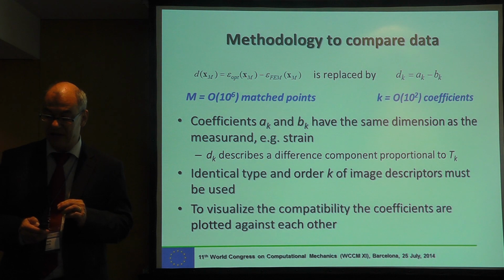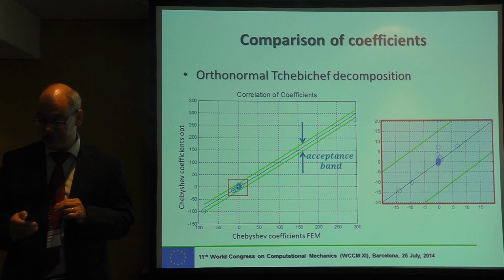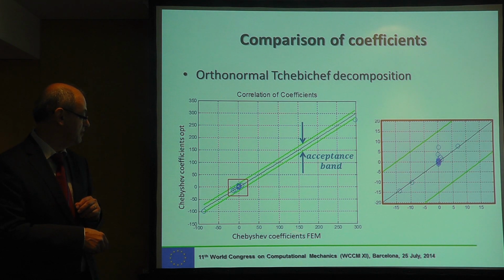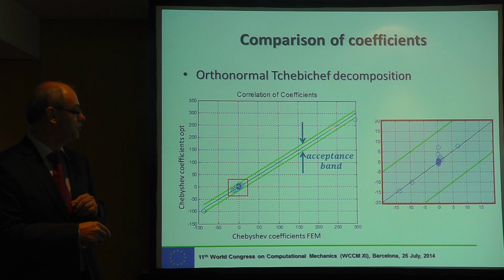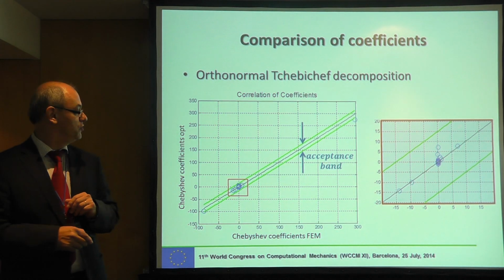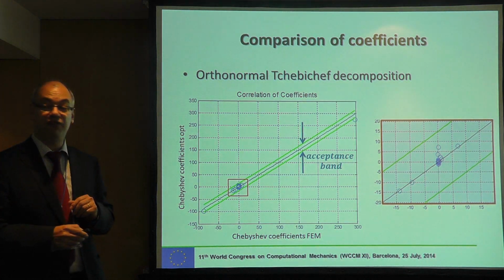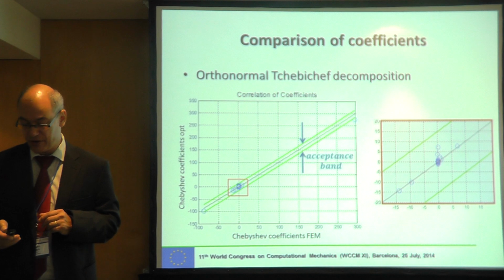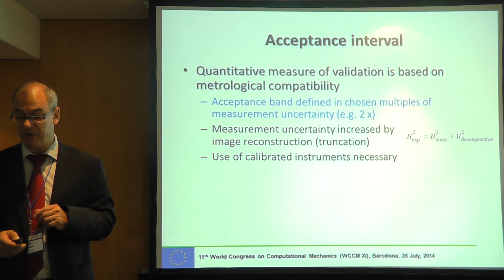Now, how can we visualize this compatibility? We suggest actually to do just a correlation plot. Right? So you have on one axis the FEM coefficients, the other axis will give you the experimental coefficients, and in an ideal world they would scatter around the 45 degrees line. Right? Because we have experimental uncertainty, we will probably need to define an acceptance band, and here comes the choice again. You can choose actually how good that will be.